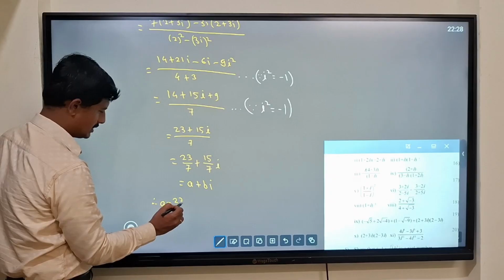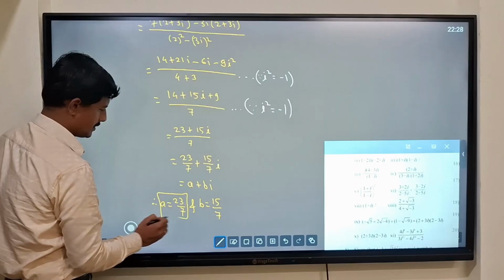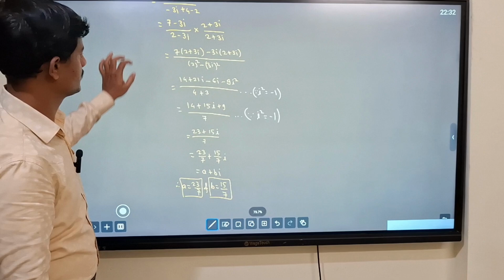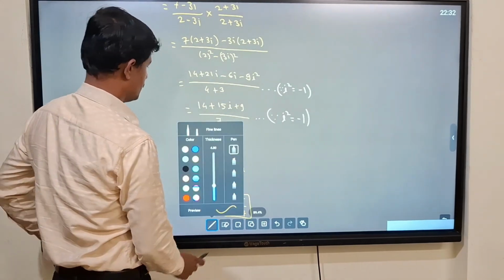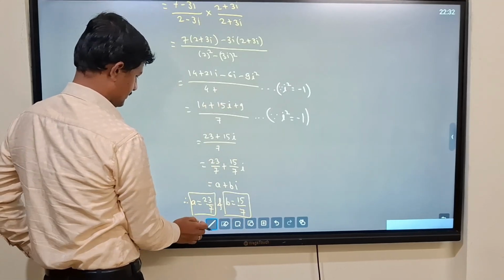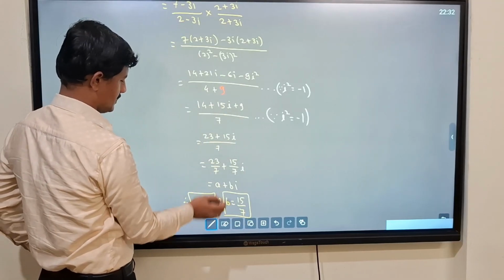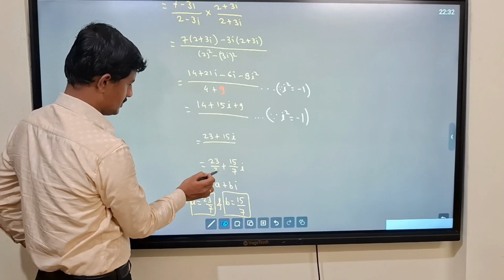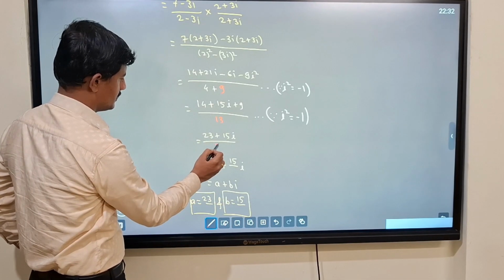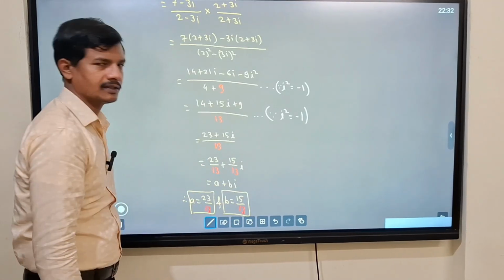Therefore a is equal to 23 by 7 and b is equal to 15 by 7. Okay. In question 11 I made a small mistake over here. See, the square of 3 is 9, so I changed it in red color. This is 9. 4 plus 9 is 13. So the denominator should be 13. Here is 13, here is 13, so 23 by 13 and 15 by 13. This is a small correction.